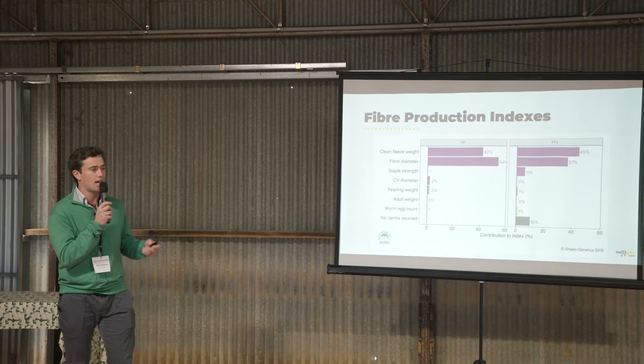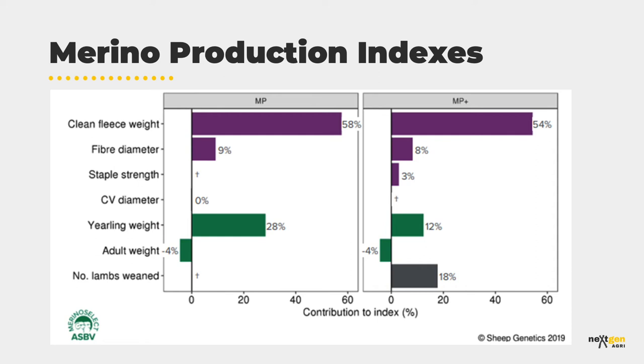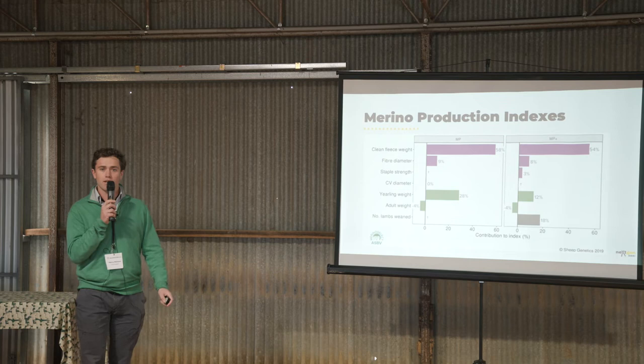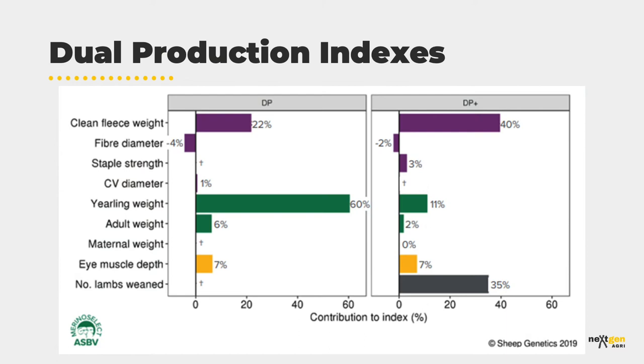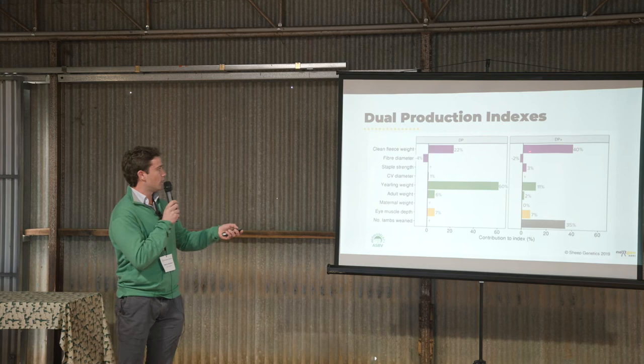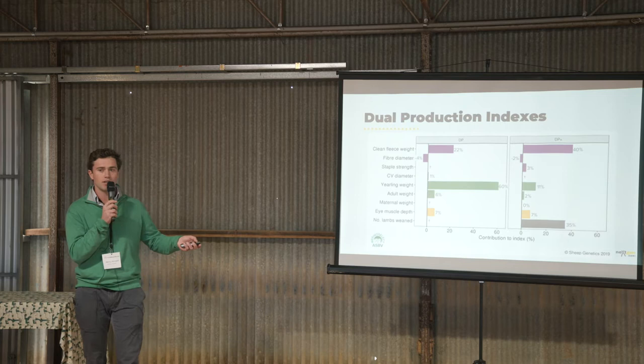We switch over to the Merino Production indexes, the MP and the MP Plus. These indexes are really heavily weighted on fleece weight, and then a little bit on fibre diameter and a little bit on yearling weight. Once again, pretty dominated by one trait. Then if we move to our Dual Purpose indexes, which is probably closest to what we're breeding for for a lot of our clients and here, they use clean fleece weight, trying to hold fibre diameter, a little bit of yearling weight, and then trying to push reproduction, and only a little bit on eye muscle depth.